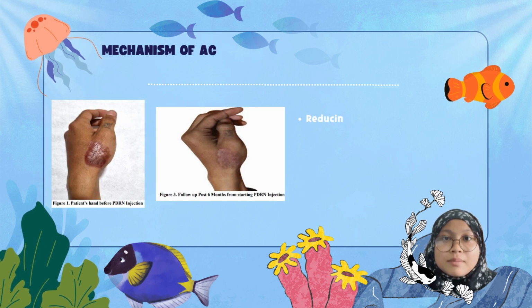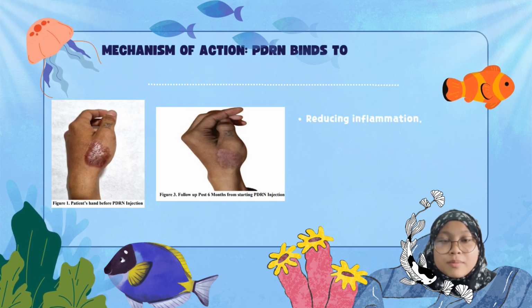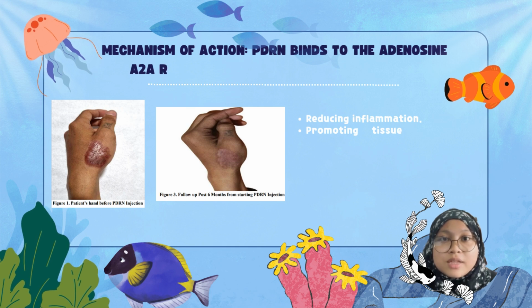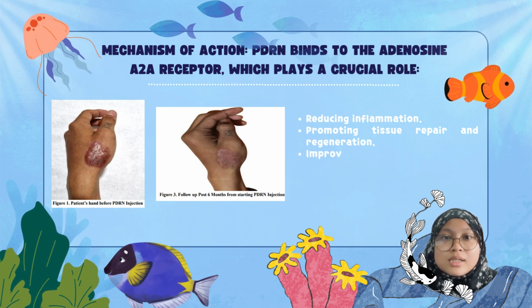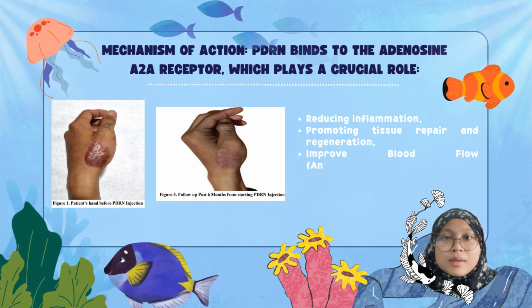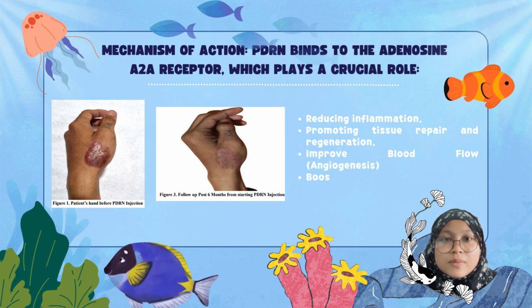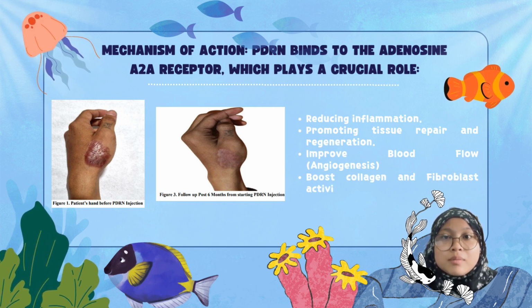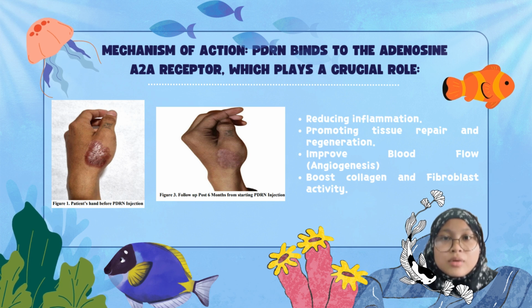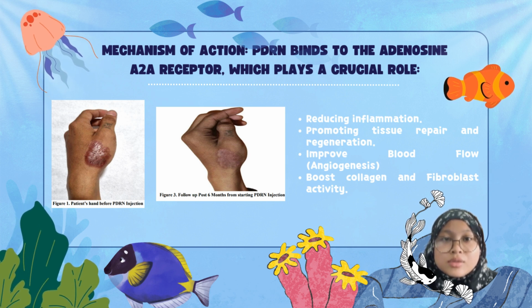When PDRN binds to this receptor, it does four important things. First, it reduces inflammation. It helps calm down the immune system so that there is less redness, swelling, and pain in damaged or irritated areas. Second, it promotes tissue repair. PDRN provides building blocks for DNA, helping cells grow and repair damaged skin or tissues.